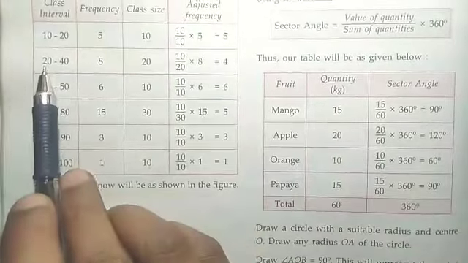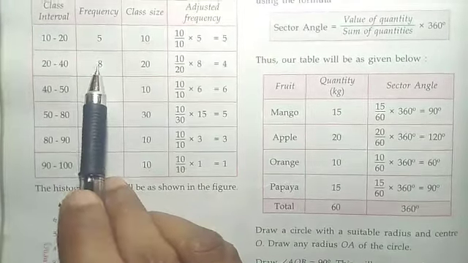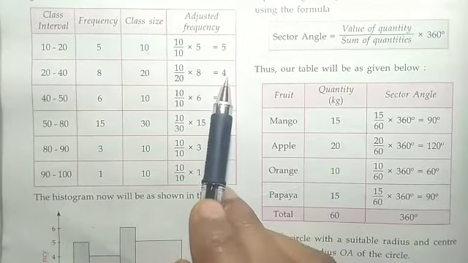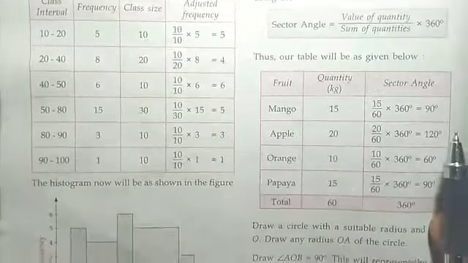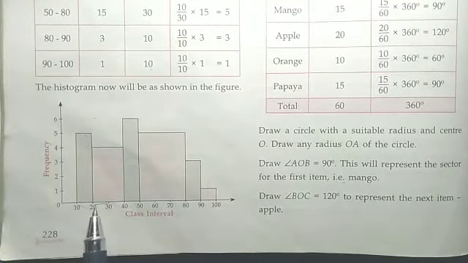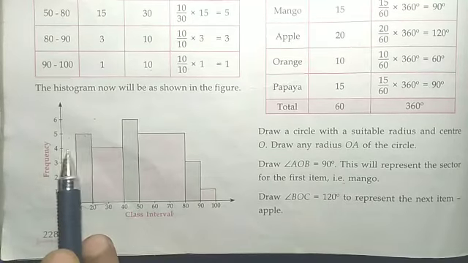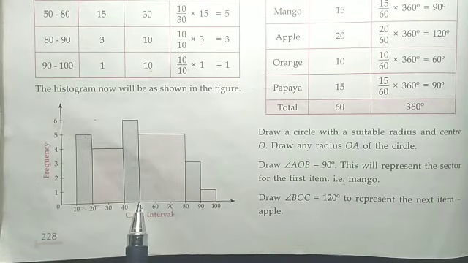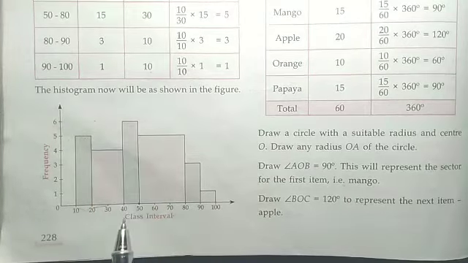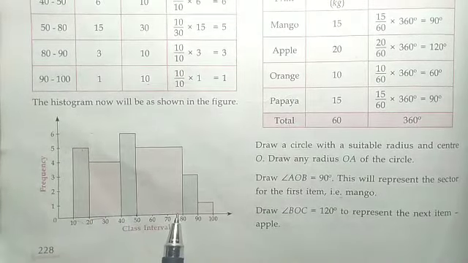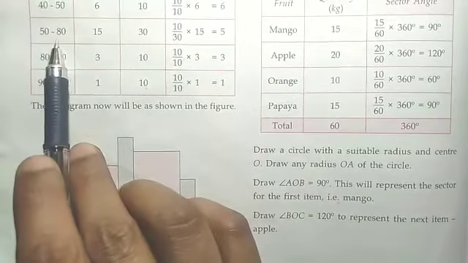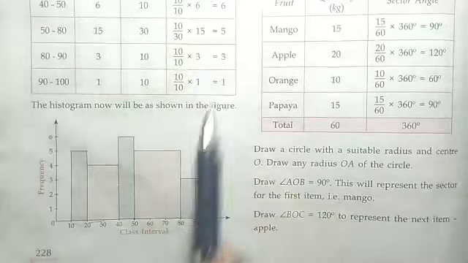Next one 20 to 40. For 20 to 40 the actual frequency is 8, but the adjusted frequency we got is 4. So we have to mark 4 only. Adjusted frequency only we will mark. Here you see 20 to 40, not 20 to 30, it is 4. Next one 40 to 50, we got the adjusted frequency 6. Next one 50 to 80, we got the adjusted frequency 5.